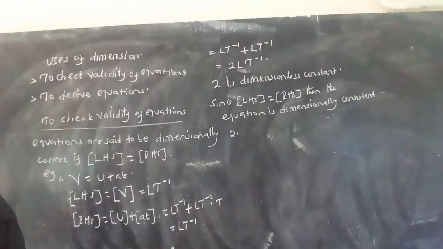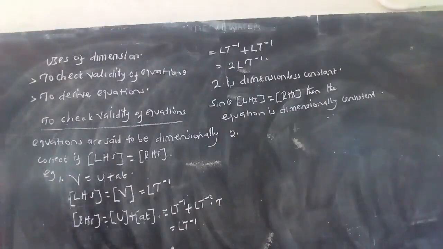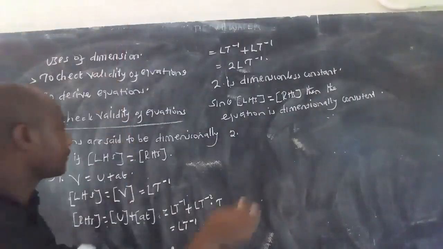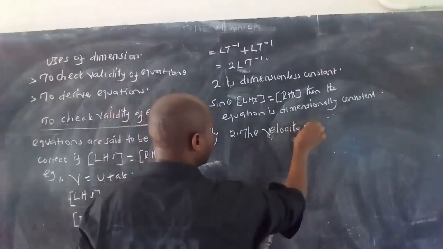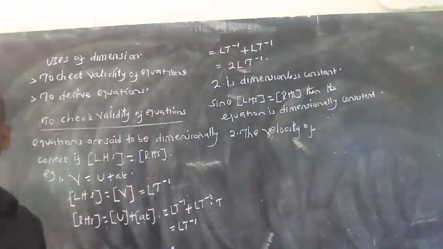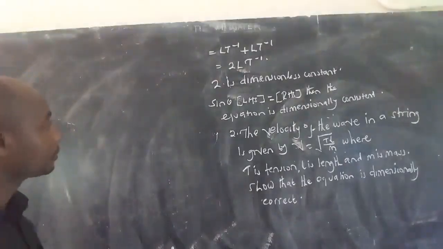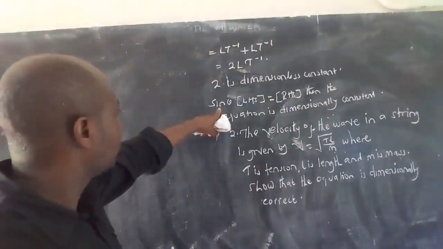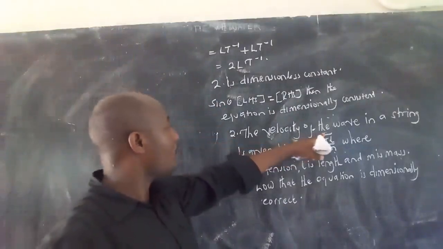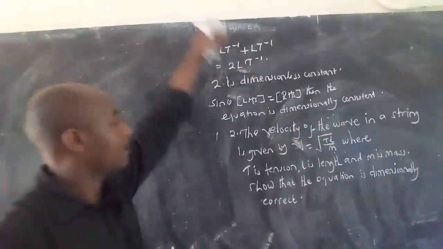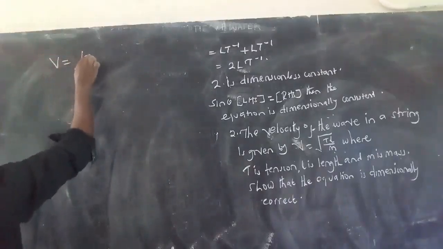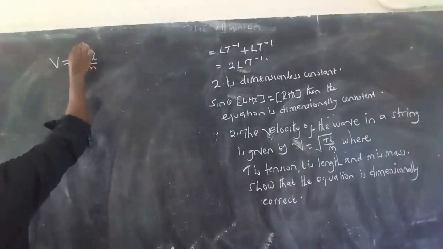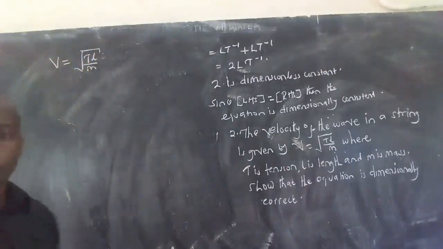Number two, we can also say the velocity V of the wave is given by. So we have this. They are saying that the velocity of a wave in a string is given by V equals square root of tension times length divided by mass. Show that the equation is dimensionally correct.